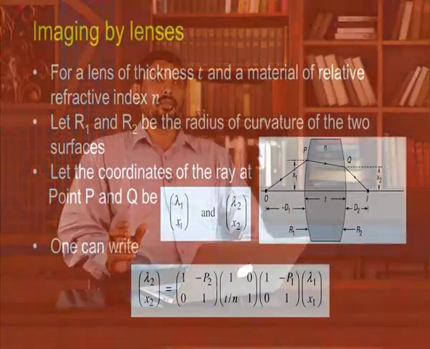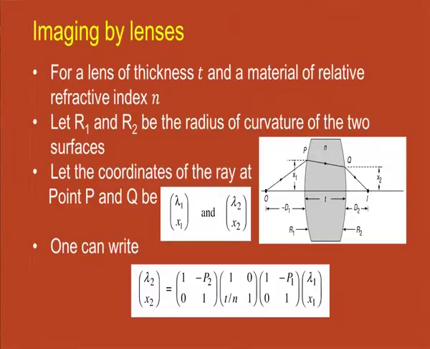Now, we will discuss imaging by lenses. For a lens of thickness t and a material of relative refractive index n, let R1 and R2 be the radii of curvature of the two surfaces. Let the coordinates of the ray at points P and Q in the figure shown in this slide be the column matrix of lambda 1 x1 and the column matrix of lambda 2 x2.